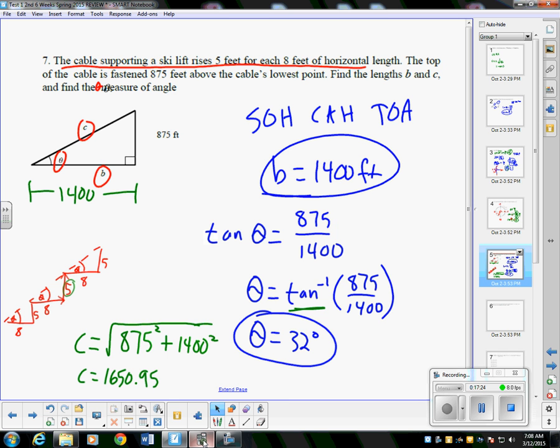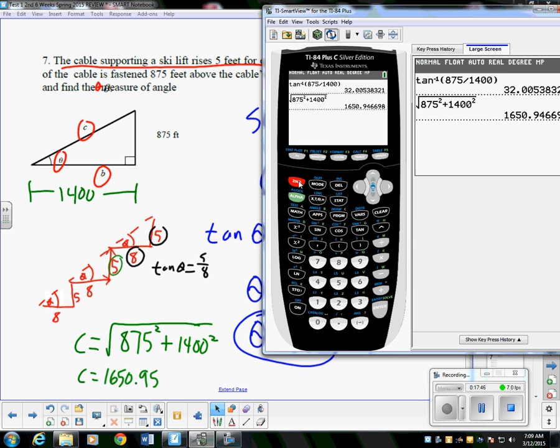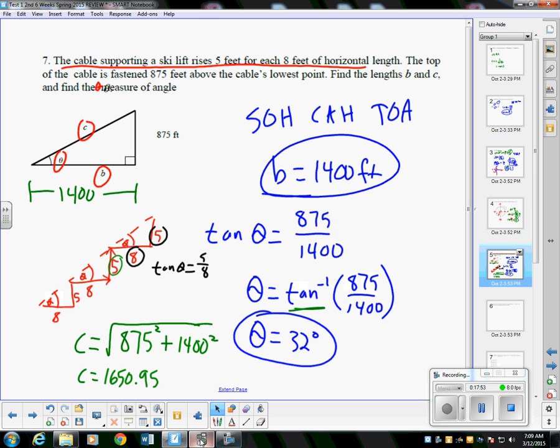Now, are there other ways to do this? Well, yes. If we go back to our little diagram here in red, which I'm going to expand a little bit, we probably could have found theta simply using this ratio of 8 to 5. In other words, the tangent of theta is 5 over 8. If I did the arctan of 5 divided by 8, I should have gotten 32 degrees also. Just showing you that there's more than one way to handle that. But that's basically how to do that problem right there.